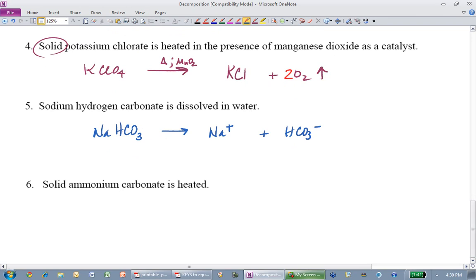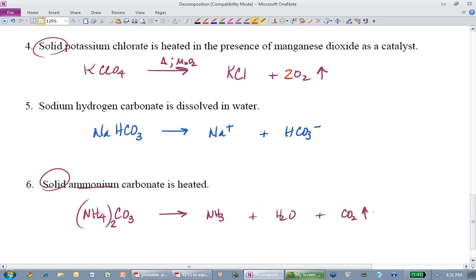Solid ammonium carbonate. NH4 is a +1, carbonate is a -2, so I'm going to need 2 of those. I would have scared you in first year chemistry. Is heated, so we're going to make ammonia. Anytime you're going to heat ammonium, think ammonia is somewhere lurking. It's going to start stinking. We're also going to make water, and we're going to make CO2.